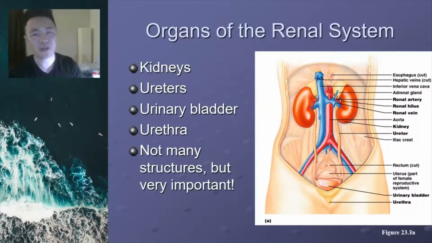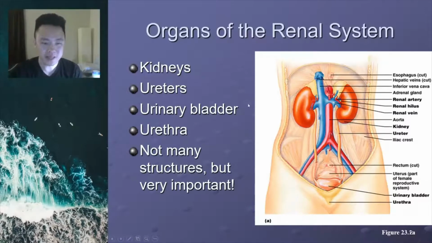Alright, so here are the organs of the urinary/renal system. You've got here the kidneys, you have the ureters, and you have the urinary bladder. You've got the urethra. Okay, so those are the main primary structures found in the renal system. Now, they're not many structures, but they're very important.